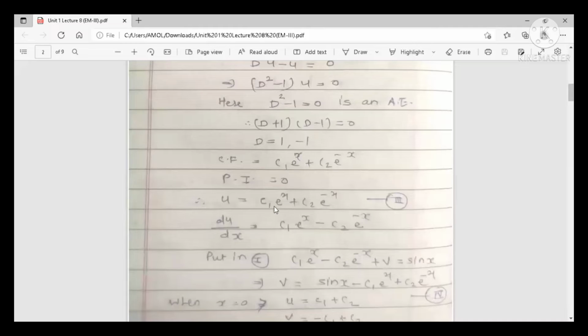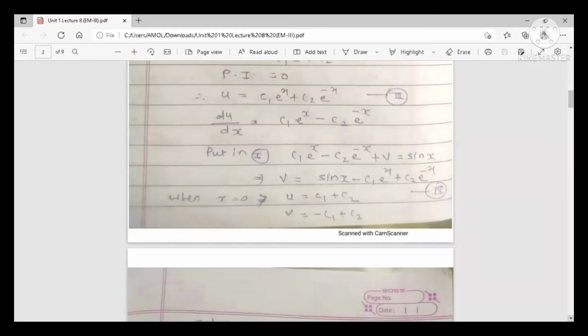So it is c1 e raised to x, whose derivative is e raised to x; c2 as it is, e raised to minus x, whose derivative is e raised to minus x into minus 1. That's why the minus sign is here. Now put the value of this derivative in equation 1. So you will get c1 e raised to x minus c2 e raised to minus x plus v is equal to sin x. And so v is equal to, we shift the remaining terms to the RHS, sin x minus c1 e raised to x plus c2 e raised to minus x.